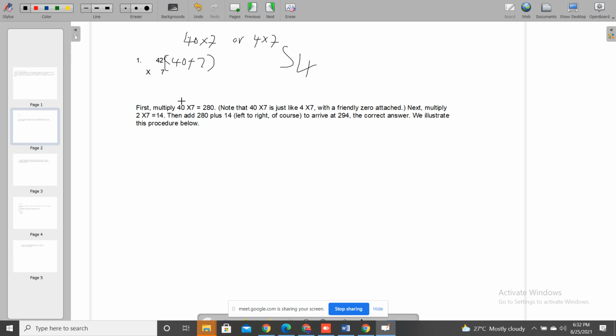Okay, so now you can see here we have 40 times 7. I can just write it like 4 times 7, with the friendly 0 attached. So I'll just imagine it's there like that. Now we have 4 times 7, and you have this one too, so it will also be 7 times 2, which will give you what? 14. Then you add the 2 together, so your answer will be plus 14. It's going to give you 294. Do you understand? Yes, sir.